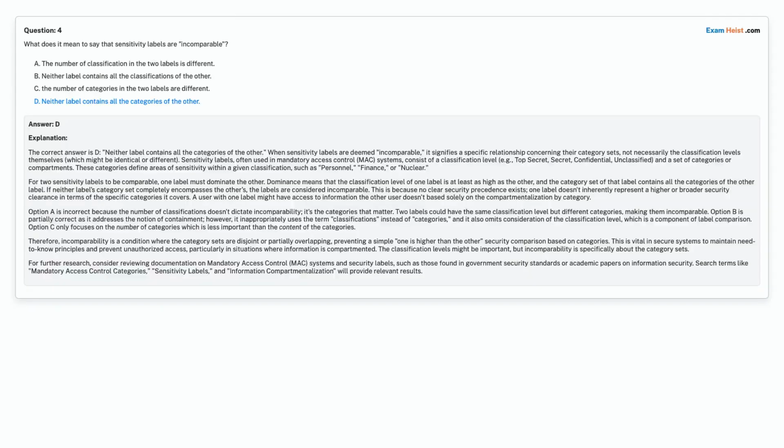Correct answer is Option D. Neither label contains all the categories of the other.